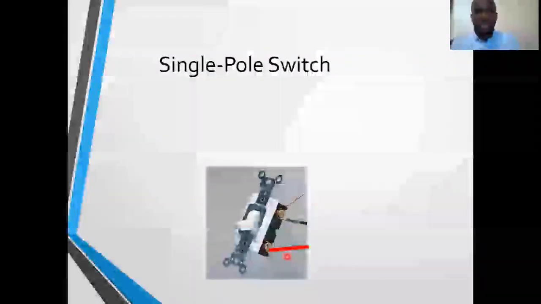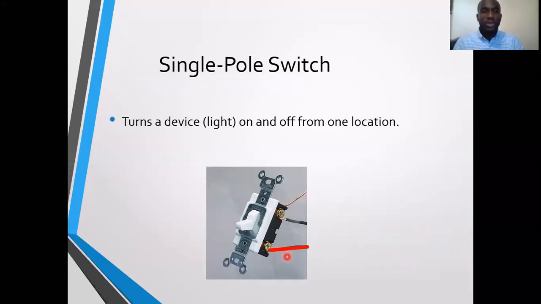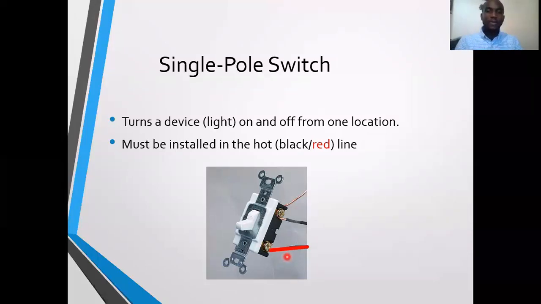Now the first switch that we will look at today is the single pole switch. The single pole switch turns a device, in most cases a light, on and off from one location, hence the word and the name single. The single pole switch must be installed in the hot line. The hot line meaning black and red.